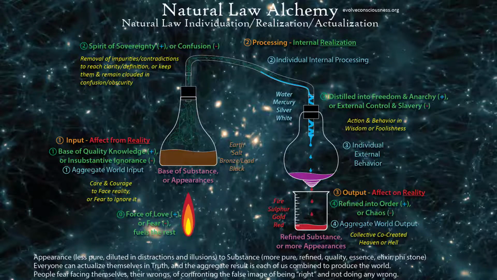So everyone can actualize themselves in truth, and the aggregate result is each of us combined to produce the world. So the actualization in truth, that's why it's called natural law: individuation, realization, and actualization. And if you look at step 2, it's an internal realization, the internal processing. We're trying to process ourselves and reality in order to become better versions of ourselves, to become more substantive and less based in appearances. So people fear facing themselves, their wrongs, and they fear confronting the false image of being right and not doing any wrong.